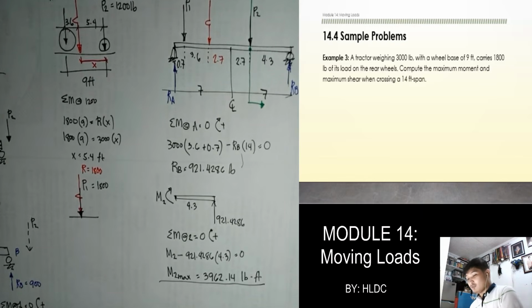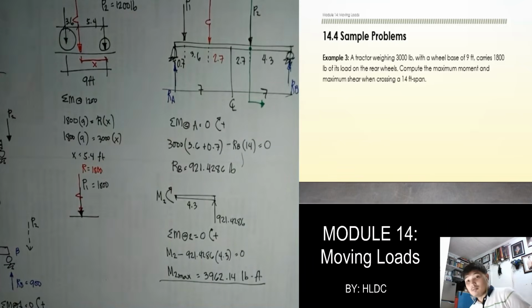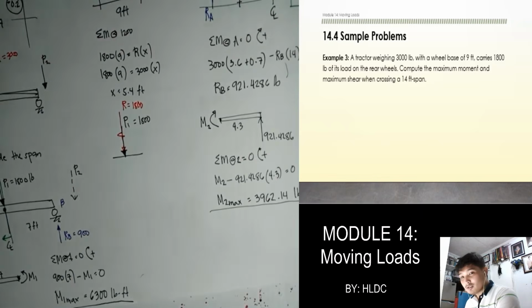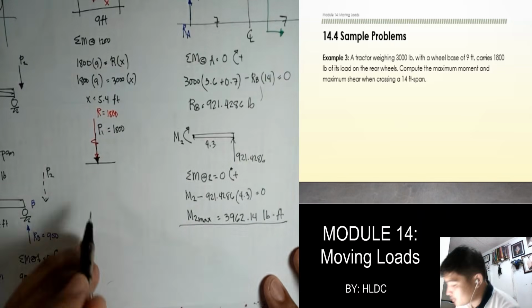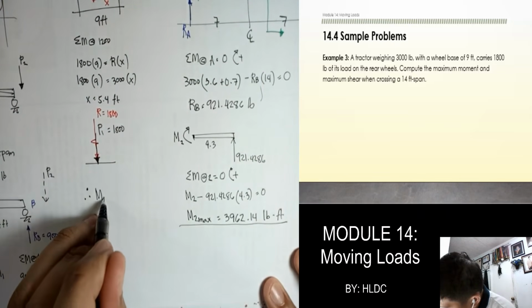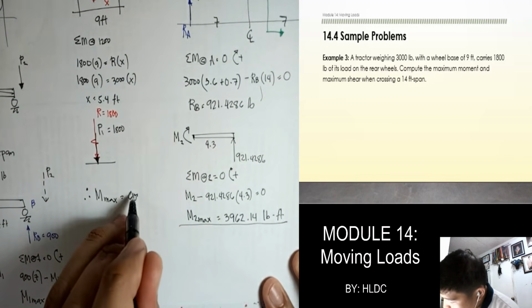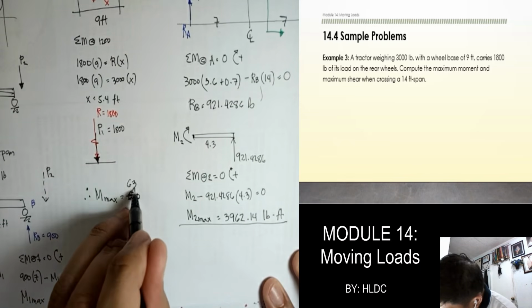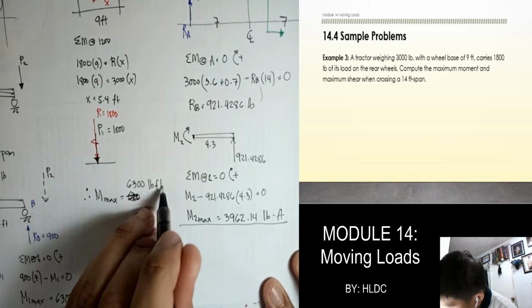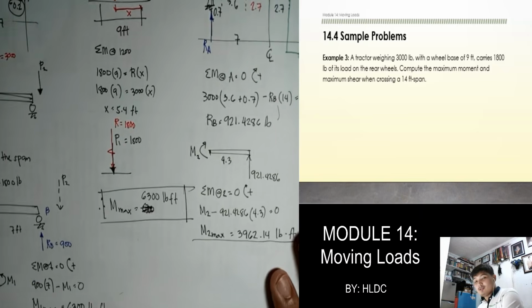Okay, so sabihin nyo na yung pinakamalaking value ng M2 na mangyayari kapag nagta-travel itong mga wheels natin along sa span ng beam. So again, may nakuha tayong dalawang moments. So 6,300 and then 3,962.14. So therefore, ang maximum moment, no, is yung larger dun sa dalawa, which is 6,300 pound foot. Okay? So, ganun lang siya, no?